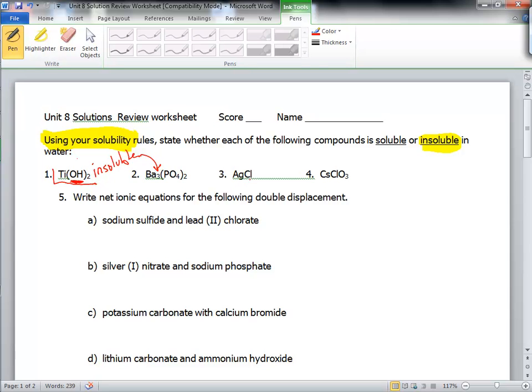Or you might look at the rule about chlorides and see that most chlorides are soluble, but don't forget to look at those exceptions and see that silver chloride is not soluble.